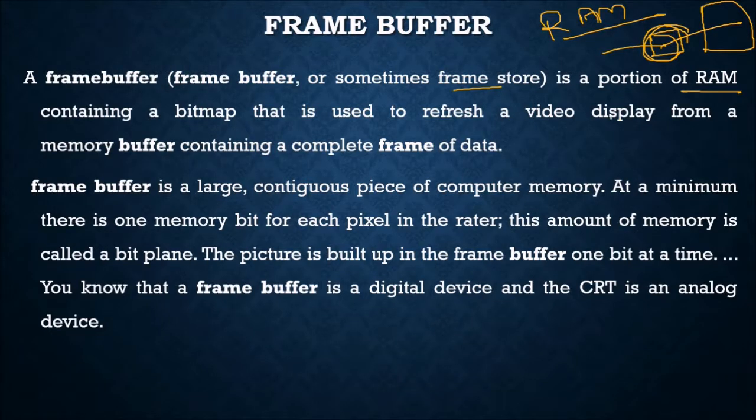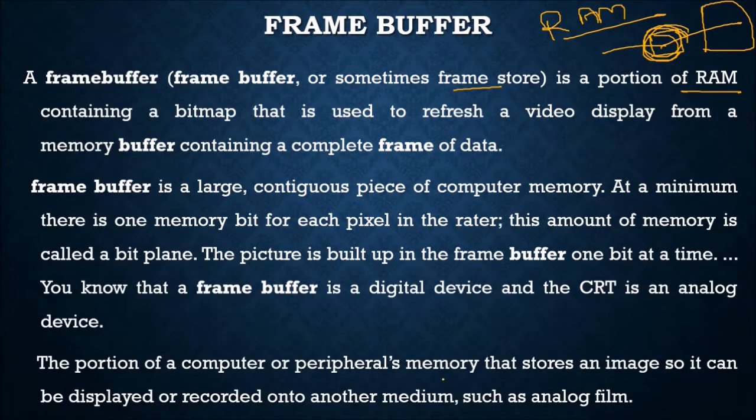This amount of memory is called a bit plane, and the picture is built up in this frame buffer one bit at a time. You know that this frame buffer is a digital device, and the CRT is an analog device. So the portion of computer or peripheral memory that stores an image so it can be displayed or recorded onto another medium like an analog film is the frame buffer.